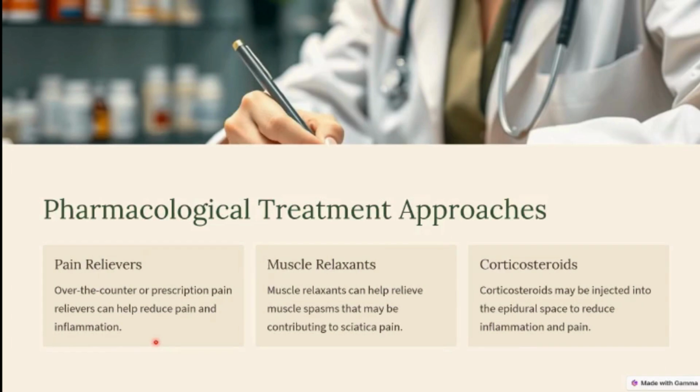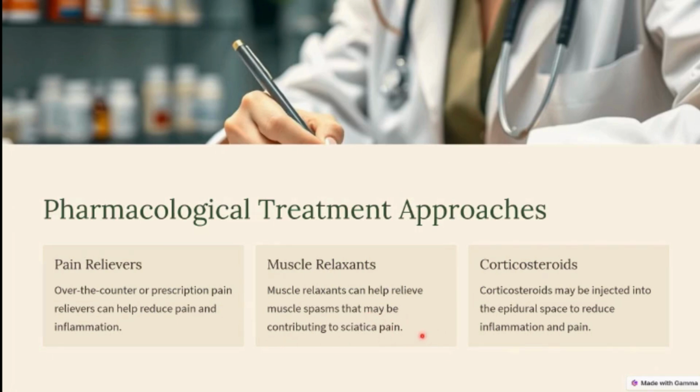Then we go to muscle relaxants. Cyclobenzaprine helps relieve muscle spasm that may contribute to pain. So muscle relaxants basically relieve the muscle spasm which may contribute to pain. Once the muscles are relaxed, pain will also alleviate. Muscle relaxants can help relieve muscle spasm that may contribute to sciatic pain.